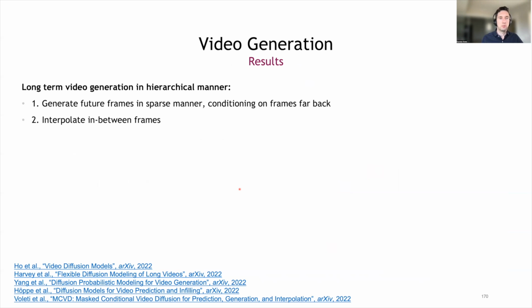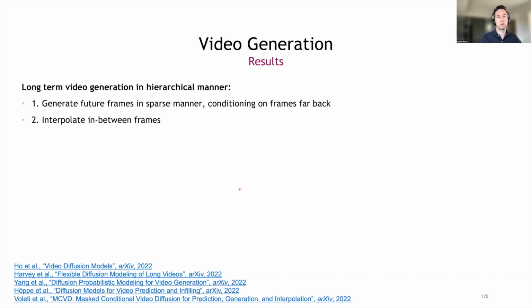So let's see some results. It turns out that these video generation diffusion models can actually generate really long-term video in a hierarchical manner, which is quite impressive. And there we precisely leverage these masking schemes that we just had, and these generalized video diffusion frameworks. So one thing you can do, for instance, is generate future frames in a sparse manner by conditioning on frames far back.